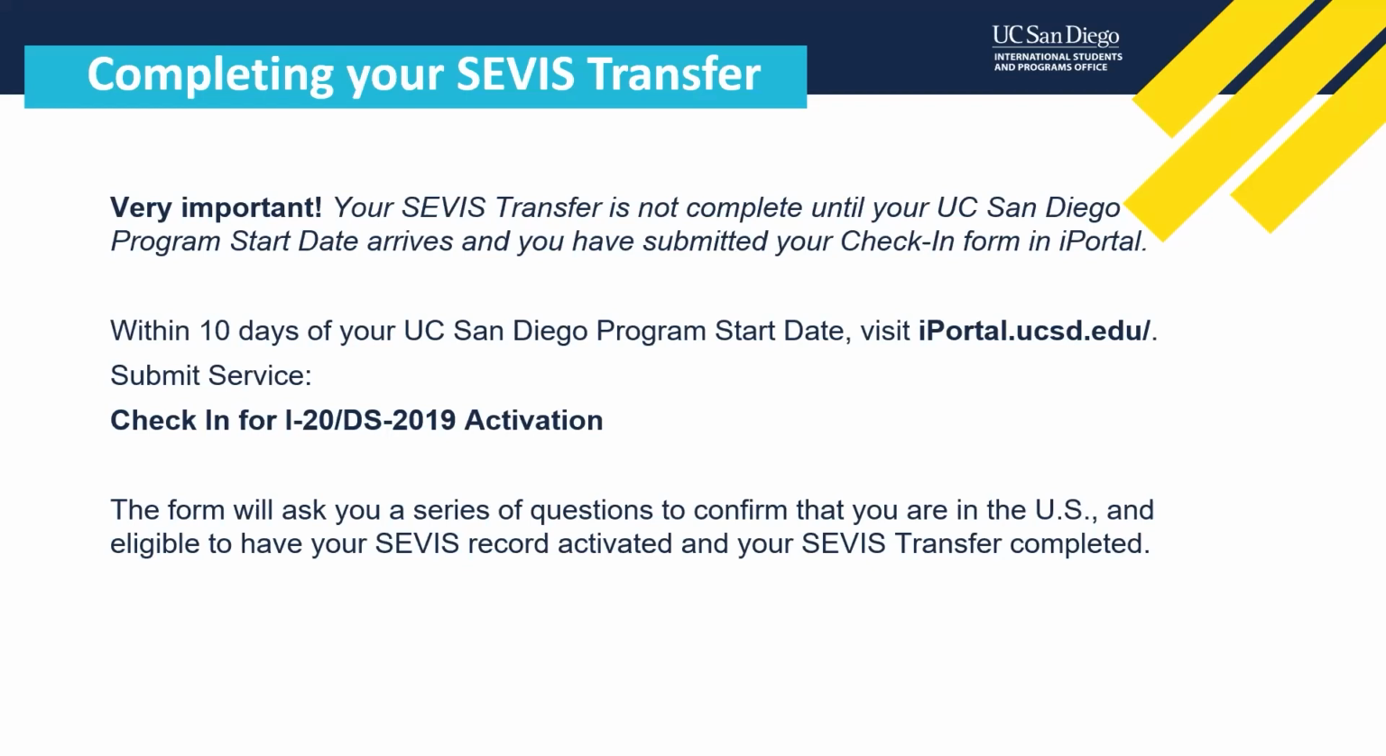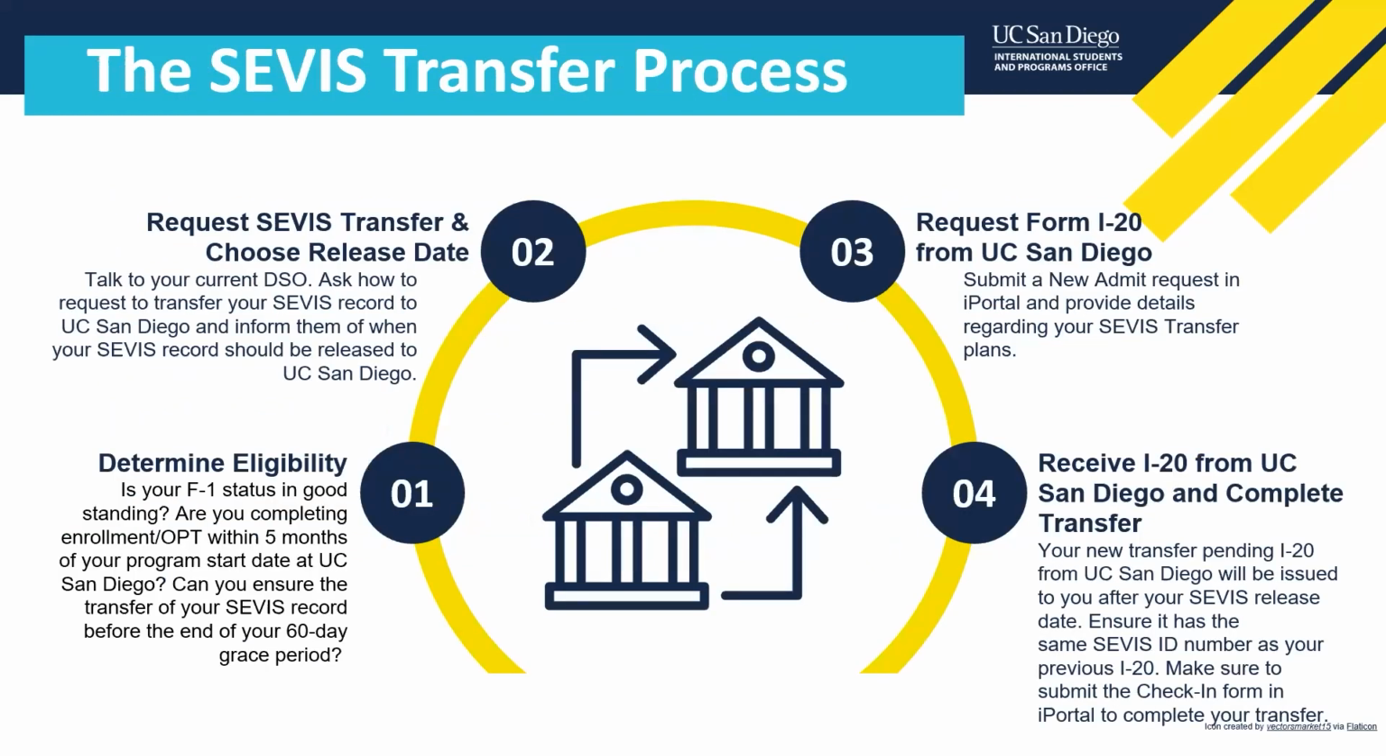The check-in form will ask you a series of questions, including having you confirm that you are in the US. Once we receive your check-in form, we will then activate your SEVIS record. And at that point, your SEVIS transfer process will be considered complete. Okay, so in summary, for step 4, your new transfer pending I-20 will be issued to you after your SEVIS release date has passed and we've received your iPortal request for your new I-20. Make sure once you get that I-20 that you double check the information and remember that your SEVIS transfer process is not complete until your program start date arrives and you've submitted your check-in form in iPortal.